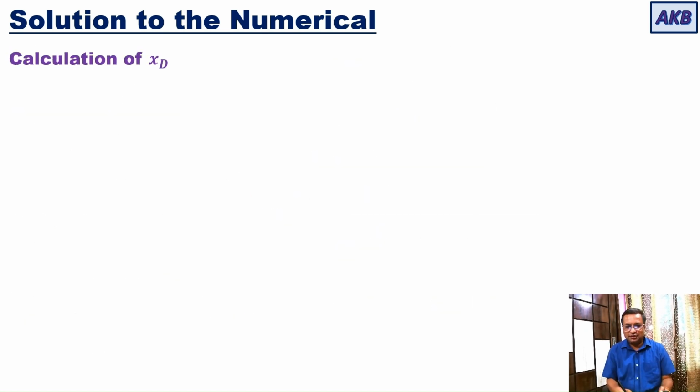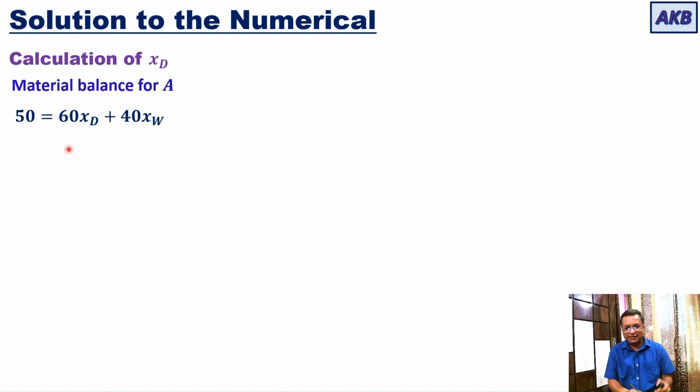Okay, so we got xw. Now let us get xD. For that, we are going to use the material balance for A, which was obtained earlier. You must be remembering the equation that we got was 50 is equal to 60 xD plus 40 xW. xW we got as 0.33. If you check my previous video where I got xW graphically, you'll come to know that the same value was obtained over there. And here also we are getting the same value.